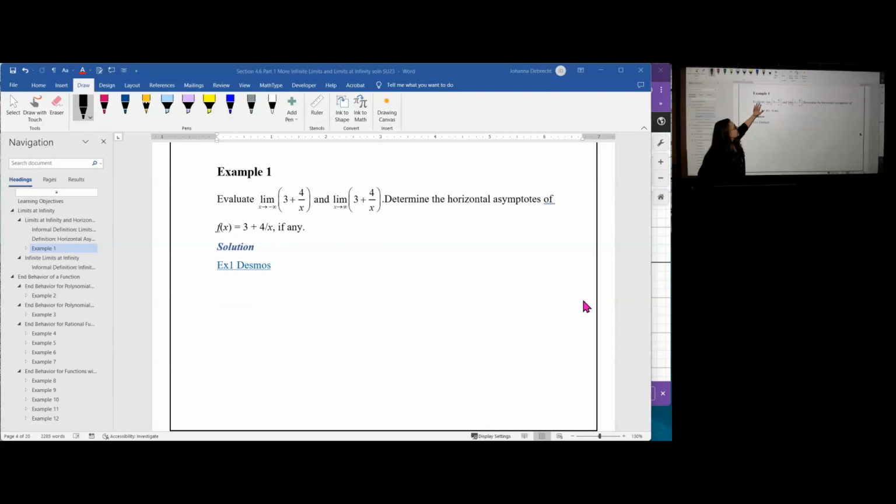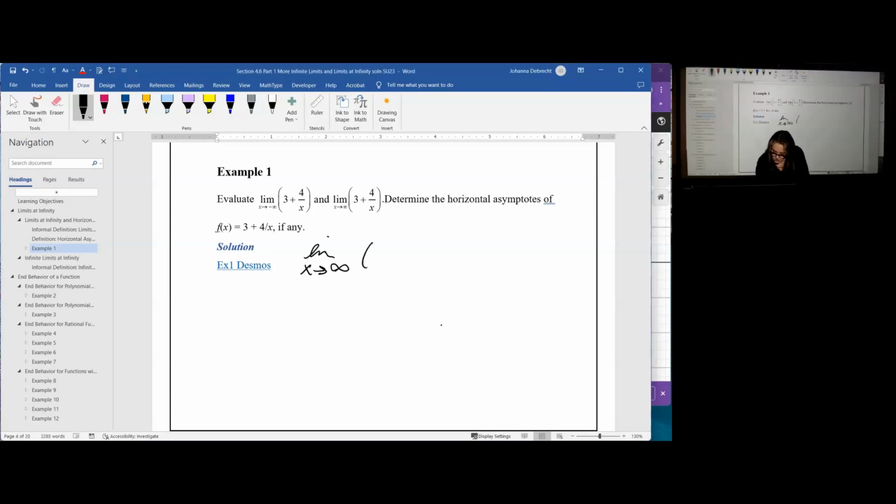We want to evaluate the limit of the function 3 plus 4 divided by x as x goes to infinity and negative infinity. So we want both end behaviors. We want to see what the horizontal asymptotes might be if there are any. Now, how are we going to do this? Well, the simplest way to do it is to use your knowledge of what happens as x goes to infinity. Let's take the limit to the right first.